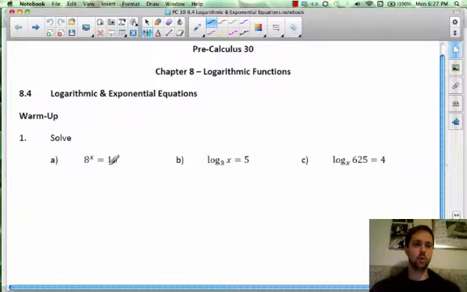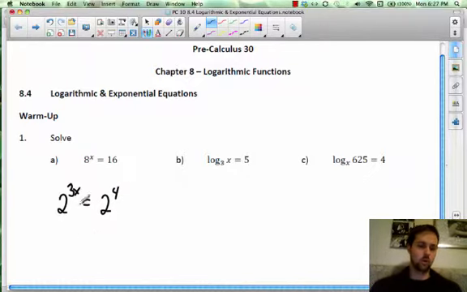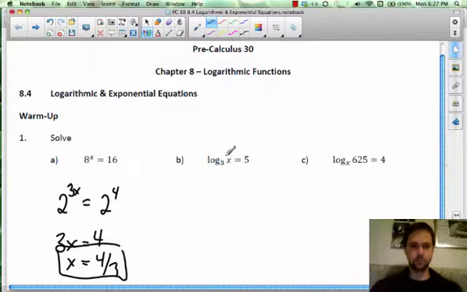We know that these are both powers of 2, so 8 can be written as 2 to the 3, and then of course we still have that x there, and 16 can be written as 2 to the 4, and therefore 3x equals 4 because the bases are equivalent, which means the exponents must be as well. So 3x equals 4, and of course divide the 3 off, and x equals 4/3.